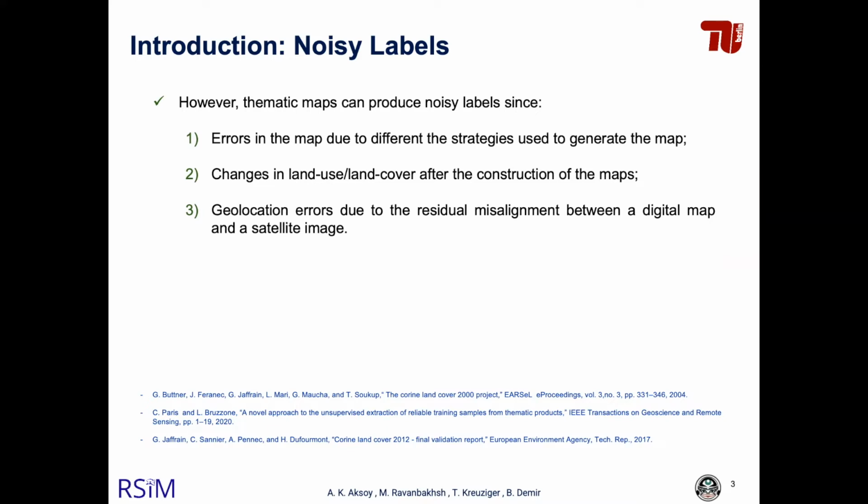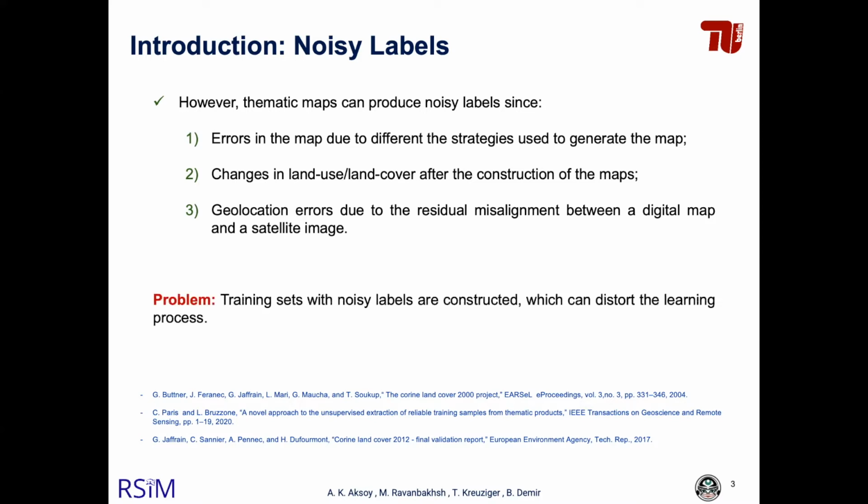Or the noise can be due to changes in land use and land cover after the construction of the maps. And finally, geolocation errors due to the residual misalignment between a digital map and a satellite image can easily generate errors. Therefore, using thematic products as labeling sources can lead to training sets with noisy labels, which can easily distort the learning process of any model.